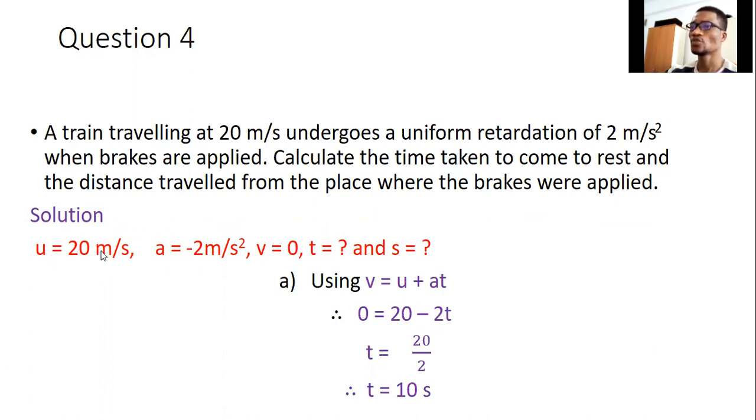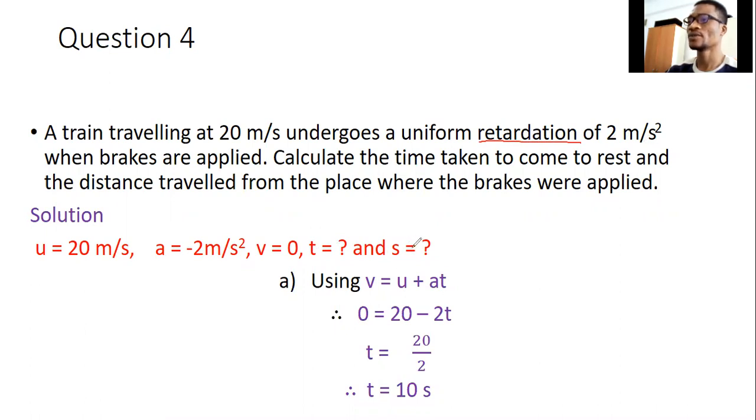So our initial velocity is 20 meters per second, you can see, and then our acceleration is 2 meters per second square. But in this case, it is a negative acceleration. So another name for a negative acceleration is retardation. So please don't forget, in some questions you may see deceleration or retardation. They all mean negative acceleration. So retardation of minus 2 meter per second square. That is why we see acceleration is minus 2 meter per second square here. Our final velocity is 0. And then the time, we are looking for the time. We're also looking for the distance.